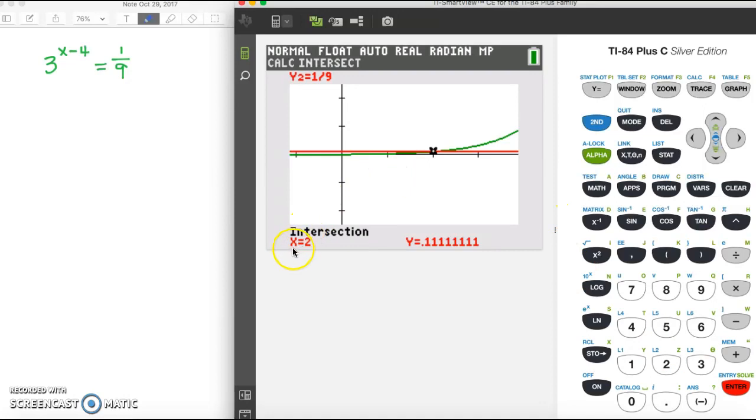So the intersection is at x equals 2. That's where they meet, and that would be the solution to this equation right here. X equals 2. Of course, to make sure that this is true, you'll want to put in 2 minus 4, which gives me -2. 3 to the -2 is 1/9 if we fix our negative exponent. So always check and make sure it's the right answer, but that's how you do it.